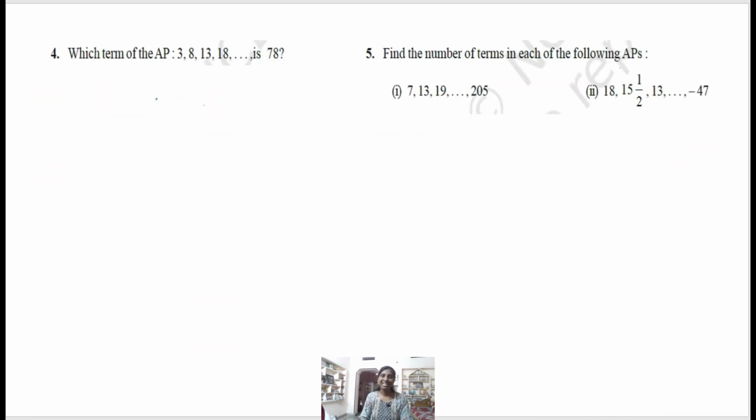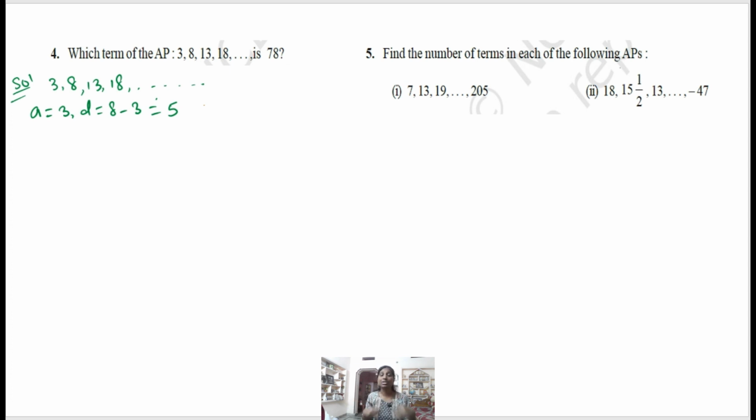So friends, let us read the next question. Question number 4. Which term of the AP 3, 8, 13, 18 and so on is 78? Here first we should write the given AP: 3, 8, 13, 18 and so on. Clearly the first term a is 3 and the common difference d is equal to second term minus first term, which is 5. Now, which term of the AP is 78? It means 78 is a term of the given AP.